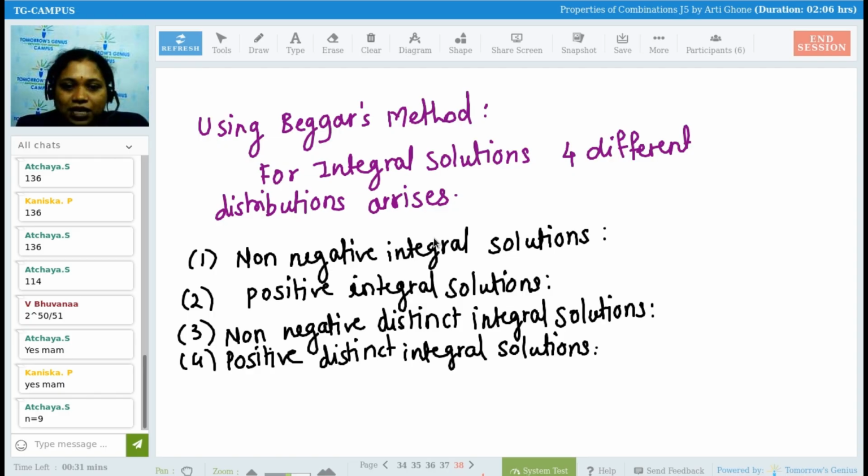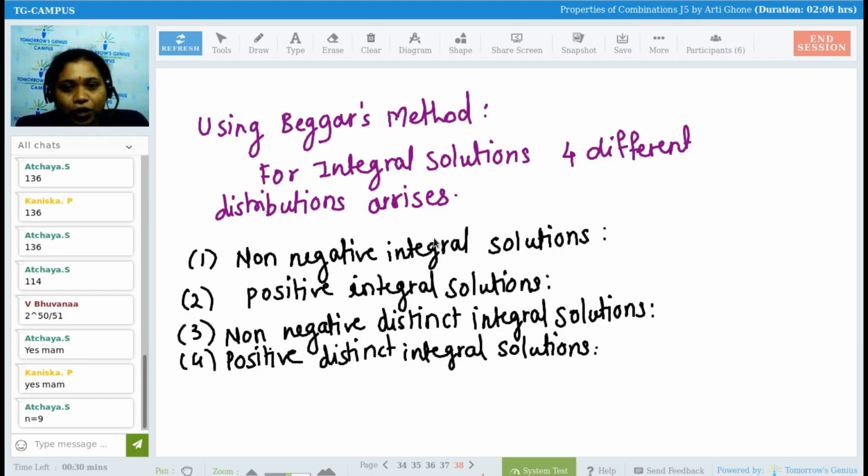Then the third one is non-negative distinct integral solution, meaning a case like 18, 1, 1. I want to distribute 20 coins among 3 students. 18, 1, 1 is not acceptable. Distinct is required. 1, 1 is repeating, no? So never will the same number be repeating in that kind of grouping. Clear? And the last one, positive distinct integral means what? Similarity is excluded, and even 0 is excluded. These are the 4 different cases. Now, for those who are not understanding well in English, I am again repeating in Hindi.